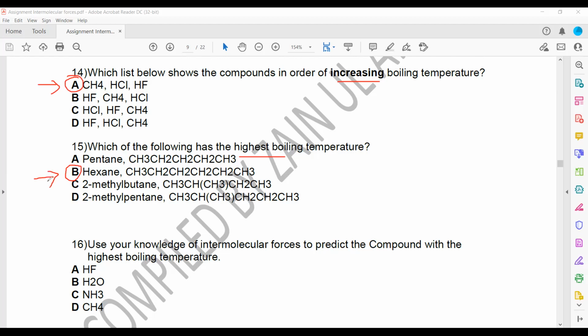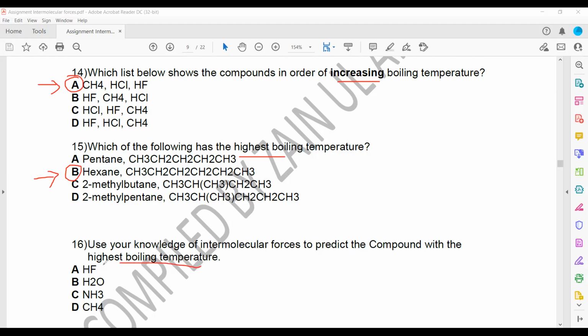So this will have a large area. A greater number of carbons means stronger London forces, and it's an unbranched, straight chain hydrocarbon. It means it will have a large surface area. Which... use your knowledge of intermolecular forces to predict the compound with the highest boiling point.